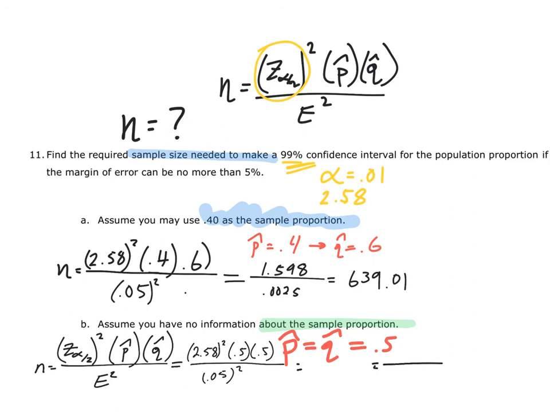And I should end up getting the numerator to be equal to 1.664, denominator equal to 0.0025. And when I calculate that into the calculator the final time, I should be getting that the number of people needed to estimate the population proportion is going to be 665.64. So 666 students needed to estimate that true population parameter, and hopefully you've got that.